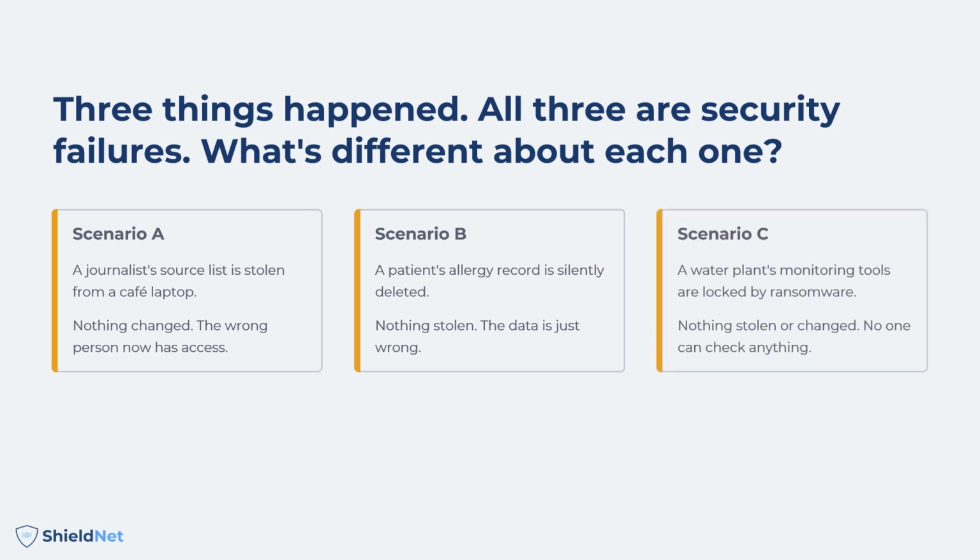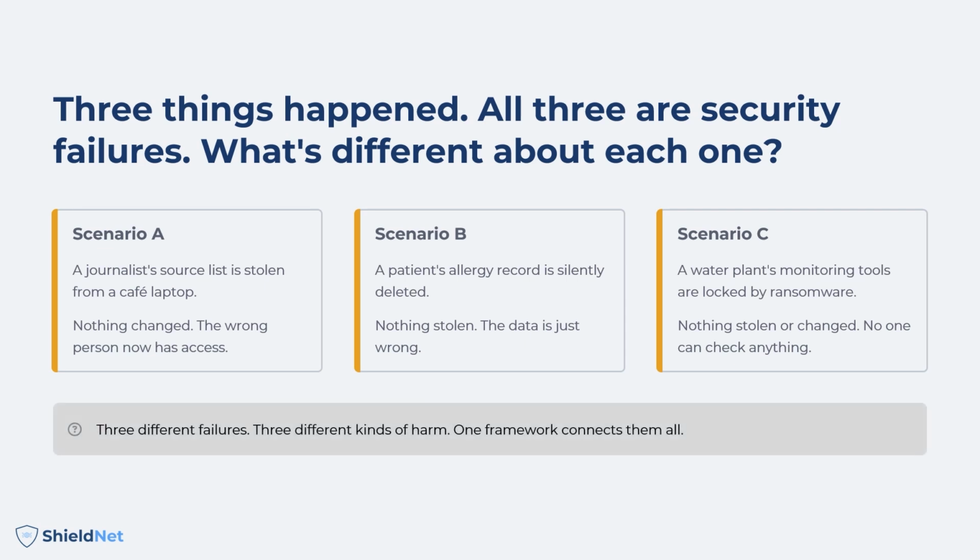Scenario C. A small town's water treatment facility is attacked by ransomware. The engineers cannot access any of their monitoring tools. The plant is still physically operational. No data has been stolen or changed. But no one can check whether the water is safe or adjust the treatment process. The systems are locked.